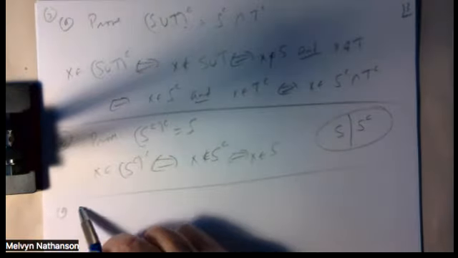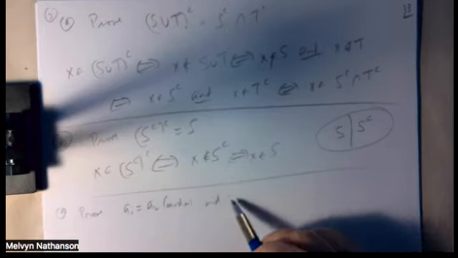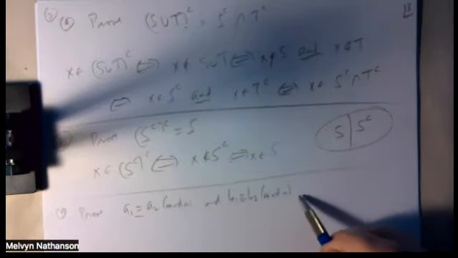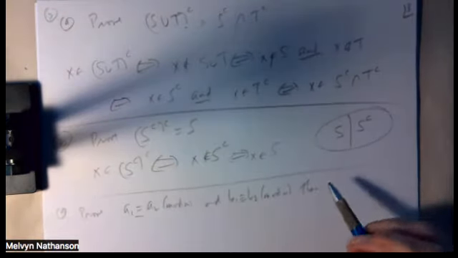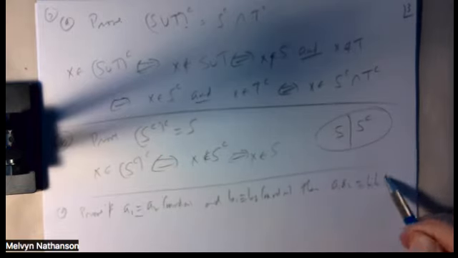So problem 4 is to prove that if A1 is congruent to A2 mod M, and B1 is congruent to B2 mod M, then A1 B1 is congruent to A2 B2 mod M.